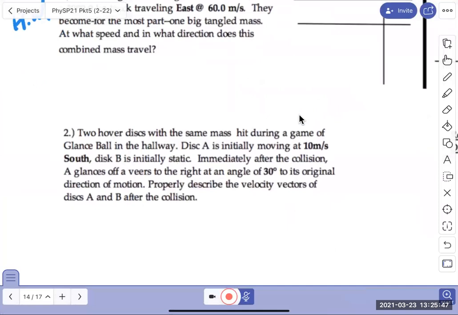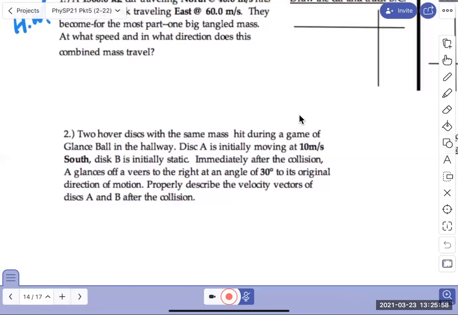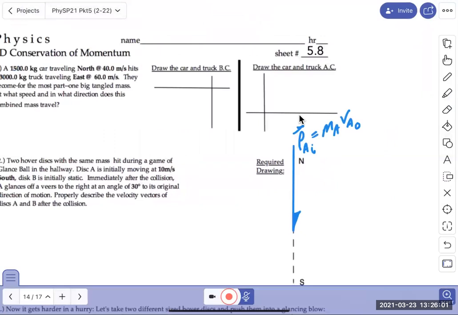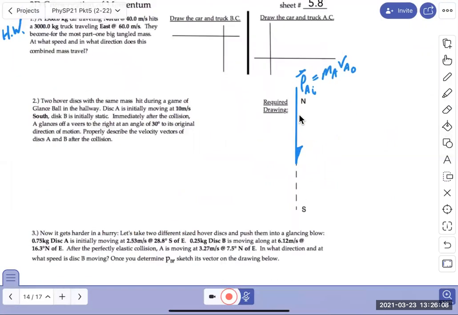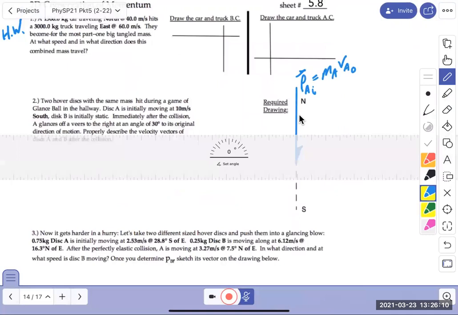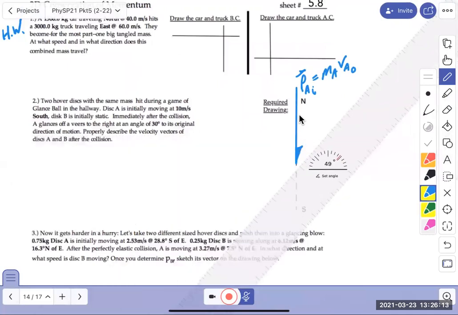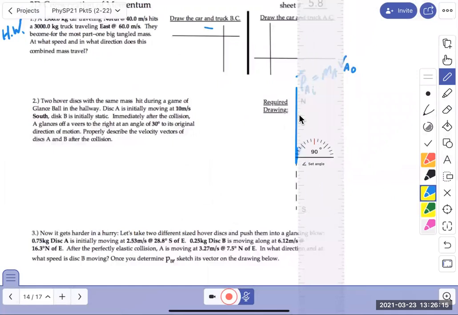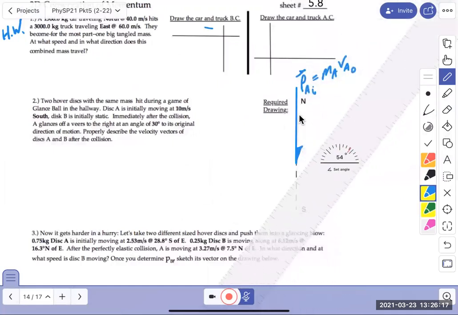This is where you could get a little confusion. A glances off, and it should say and veers to the right at an angle of 30 degrees. Well, that's from A's perspective. So if I'm following A, A is going south, and to the right would be to the west. So looking at it from a map view, to the right appears to be to the left, but not from A's point of view. That's weird, I know. So 90, and then it goes 30 degrees, veering.